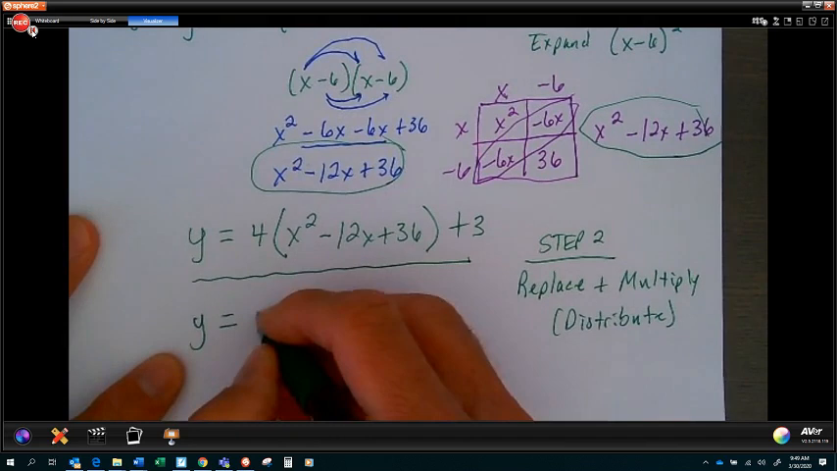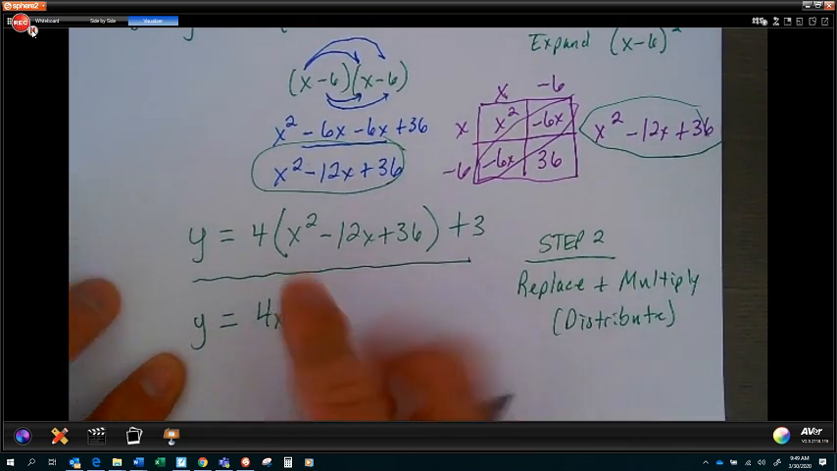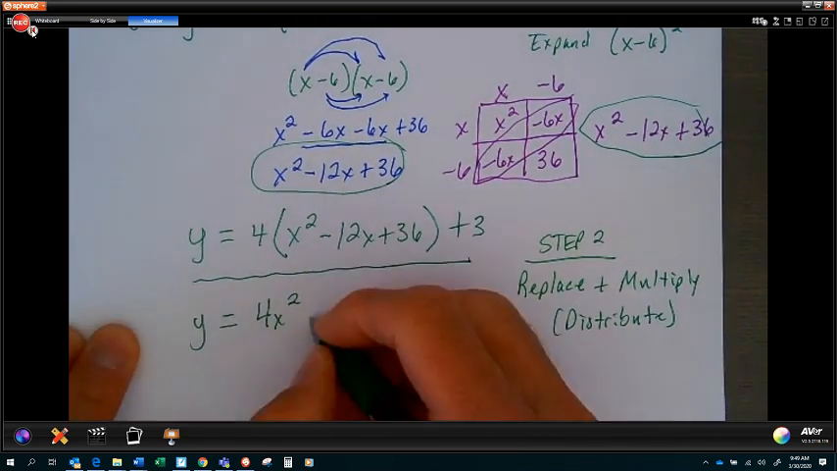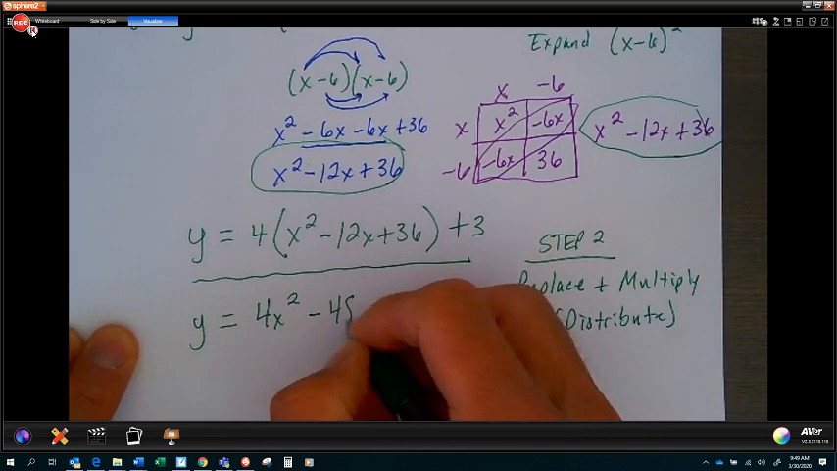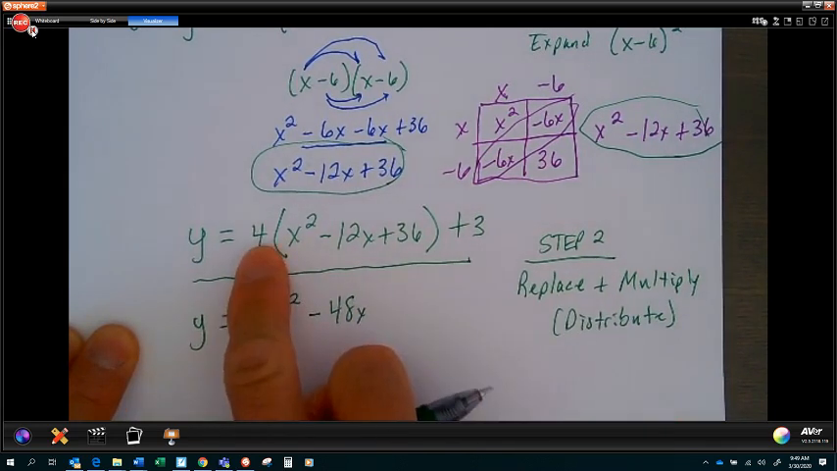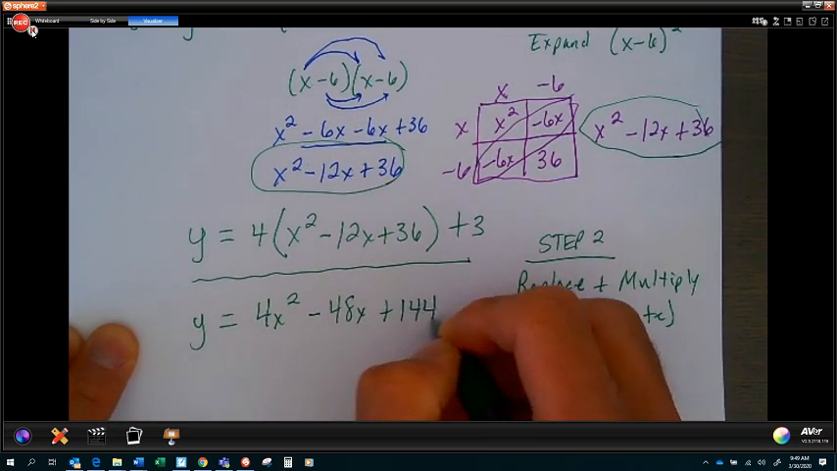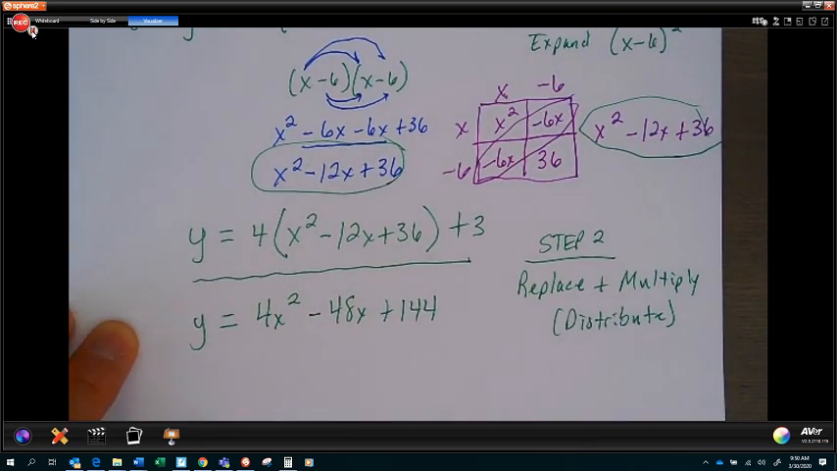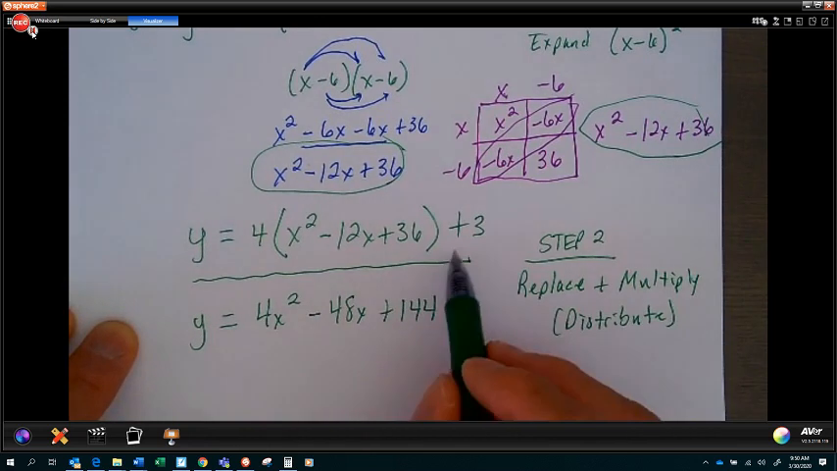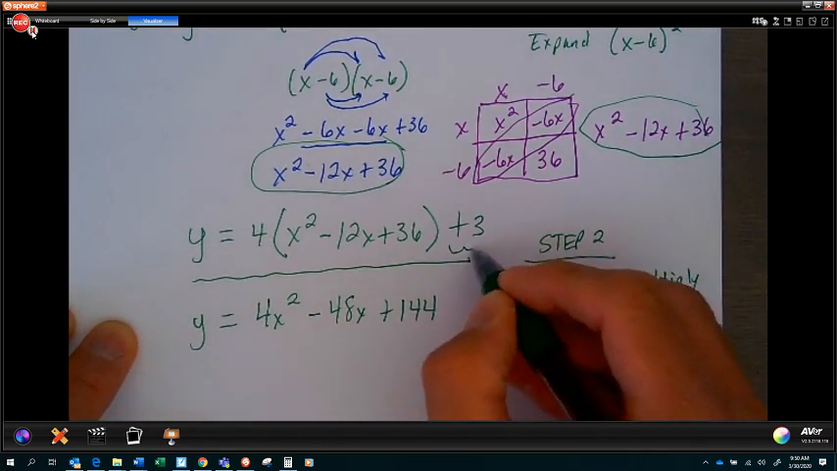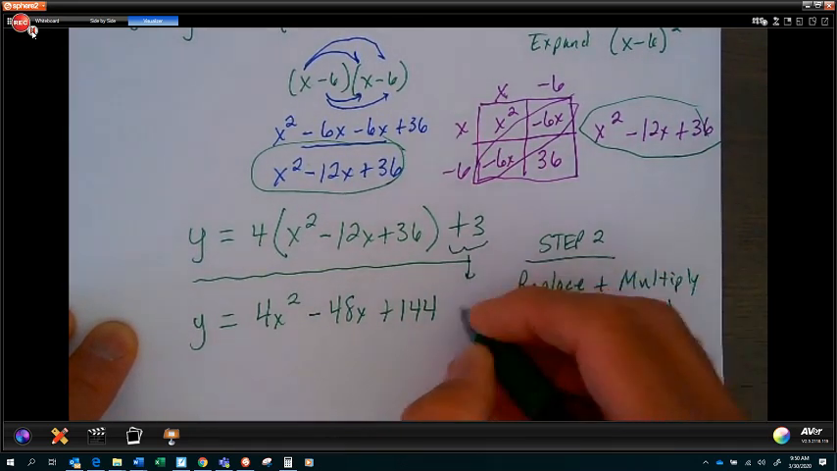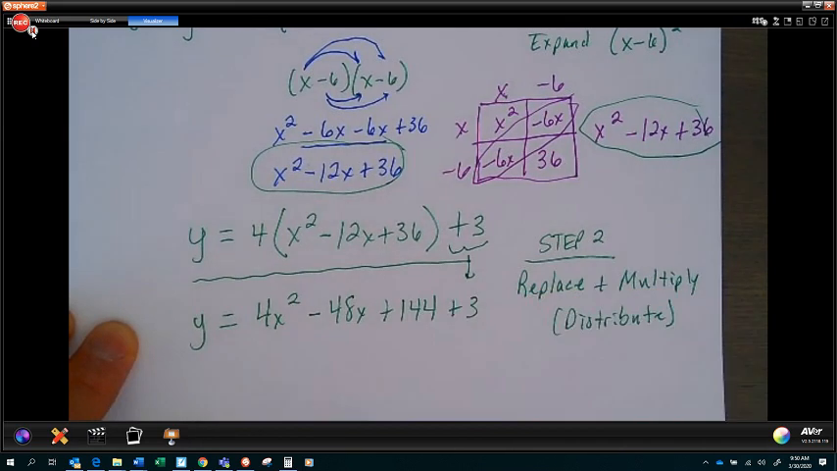4 times x squared is 4x squared. 4 times a negative 12 is going to be negative 48x. And 4 times 36 is going to give us a positive 144. At this point, we need to remember that we still have this 3 hanging out over the edge, so we need to bring this down and still add our 3.